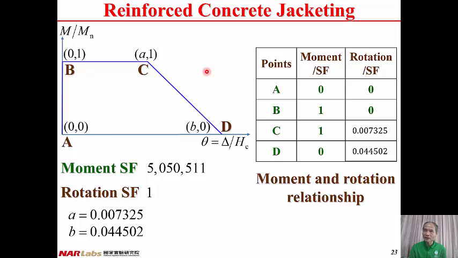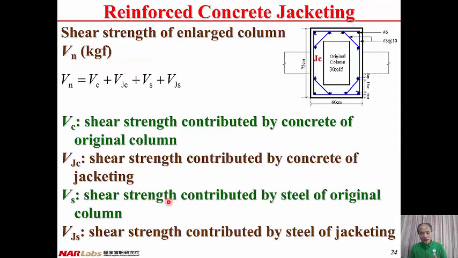For the column with reinforced concrete jacketing, here are the hinge parameters: point A 0, 0, point B 0, 1, and point C 0.007 something, 1, and point D 0.004 something, 0. And the moment scale factor is the moment strength of the column with reinforced concrete jacketing, equal to 50 ton-force meter, and the rotation scale factor equal to 1. So far we have completed the moment nonlinear hinge.